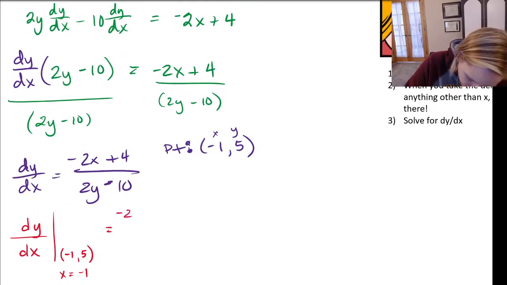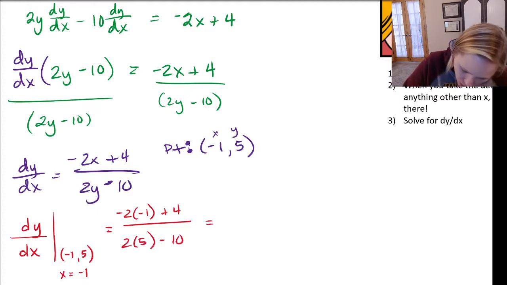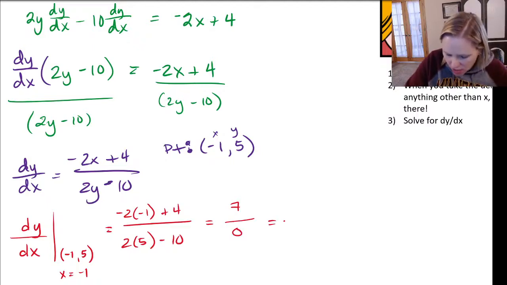So I'm going to have -2 times -1 plus 4, and then the denominator 2 times 5 minus 10. Well, you guys, we knew it was coming. We get 7 in the numerator, we get 0 in the denominator, which is an undefined slope.